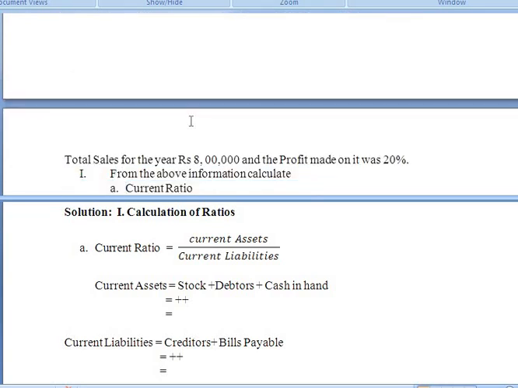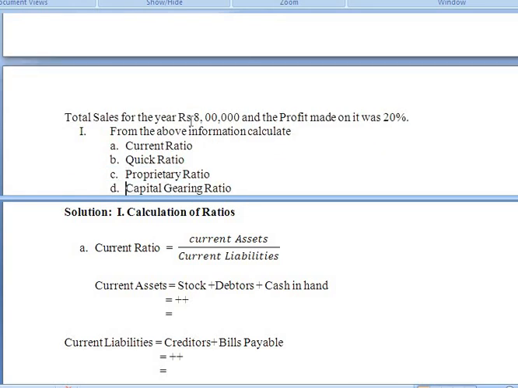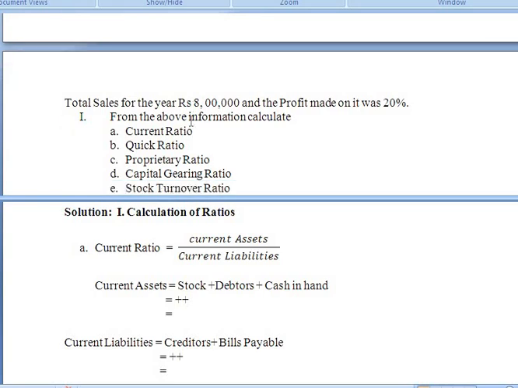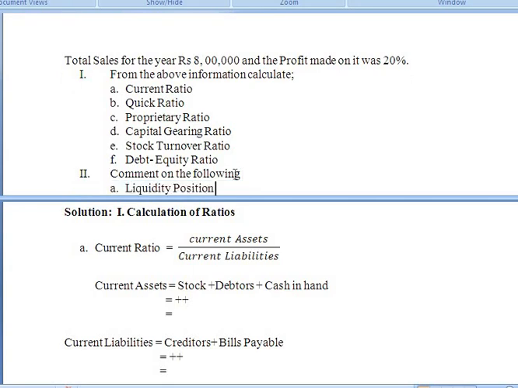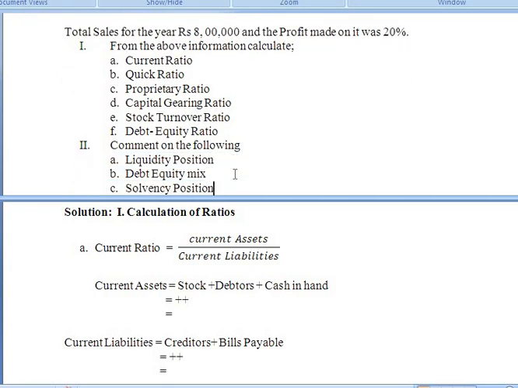In other information, they have given total sales for the year rupees 8 lakh and profit made on it was 20%. The first question: from the above information, calculate current ratio, quick ratio, proprietary ratio, capital gearing ratio, stock turnover ratio, and debt equity ratio. Question number 2 is, comment on the following: the liquidity position of the firm, debt equity mix, and the solvency position.